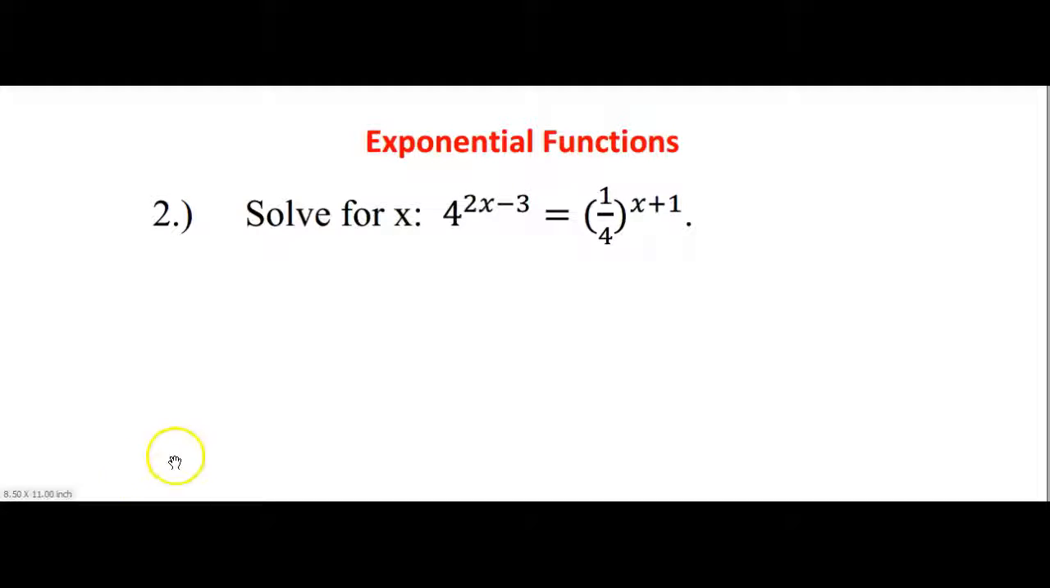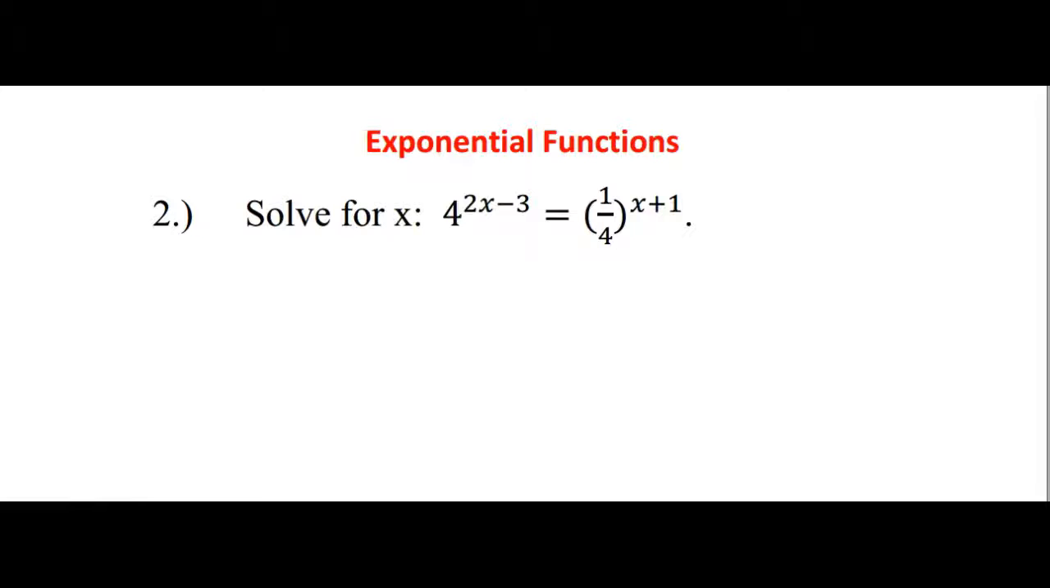All right, let's look at another problem. 4 to the power 2x minus 3 equals 1/4 to the power x plus 1. Okay, remember whenever we solve any exponential equation, we have to make them have the same base.